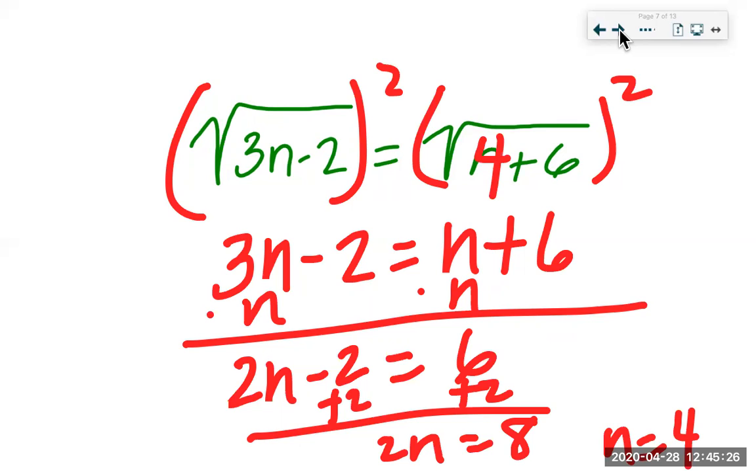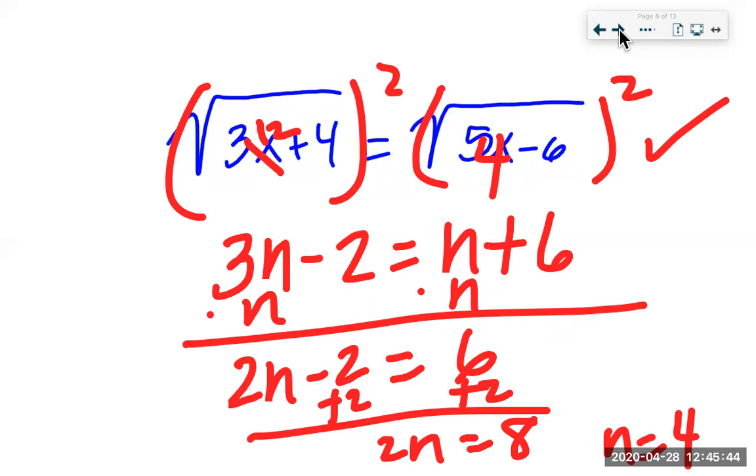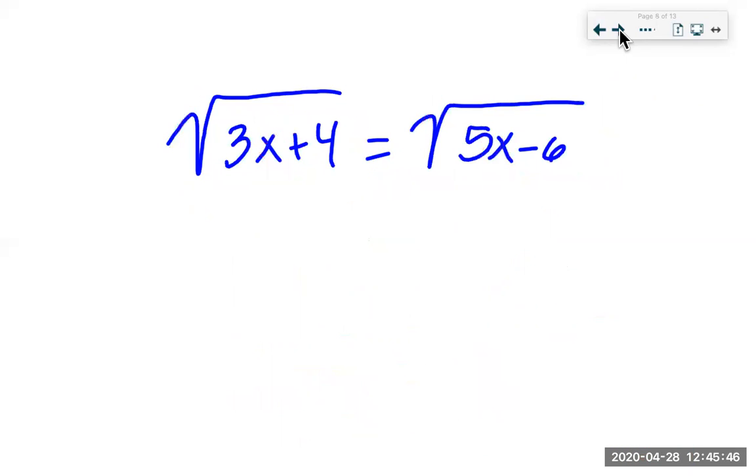If we put 4 in for n on this side, we would have the square root of 10. And if we put 4 in for n on this side, 3 times 4 is 12 minus 2 also gives us 10, so the square root of 10 does equal the square root of 10, and that is correct.